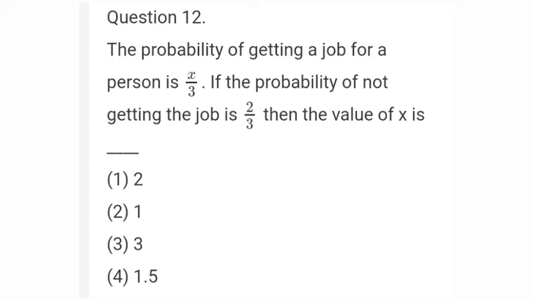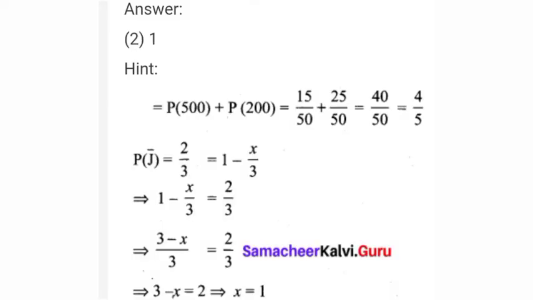Therefore P of A plus P of A dash equal to 1. P of A is x by 3. P of A dash is 2 by 3. Therefore x by 3 plus 2 by 3 equal to 1. Denominator is equal. X plus 2 divided by 3, that equal to 1. Therefore x plus 2 equal to 1 into 3. X plus 2 equal to 3. What is x equal to? 3 minus 2, that is answer is 1. Therefore x equal to 1. Option is 2. Answer is 1.